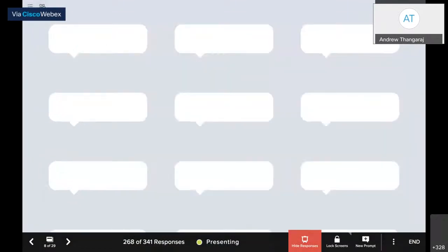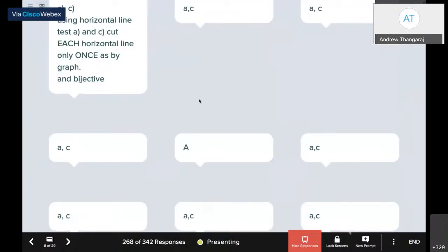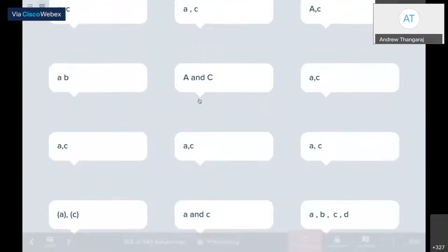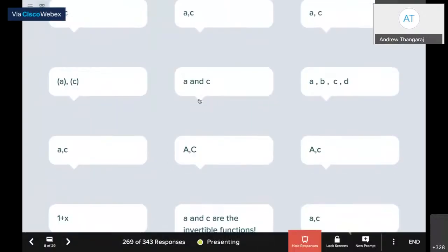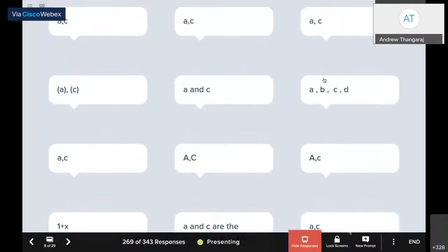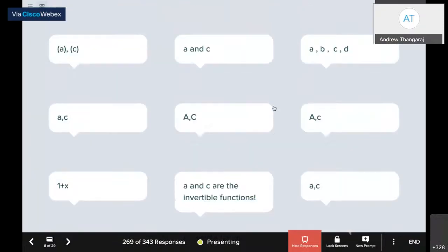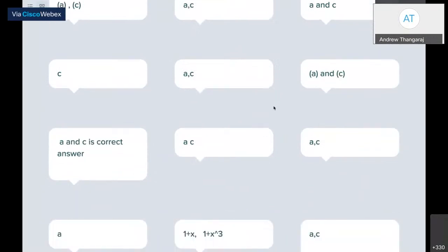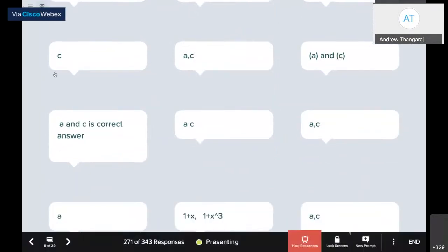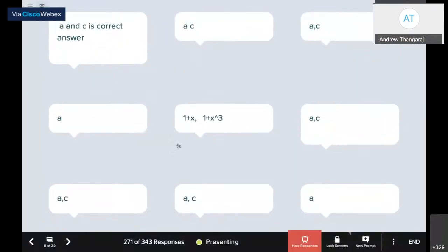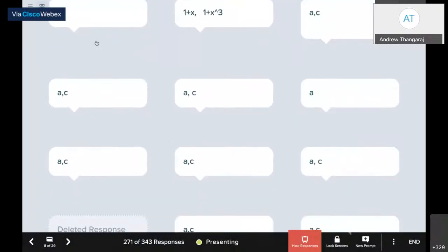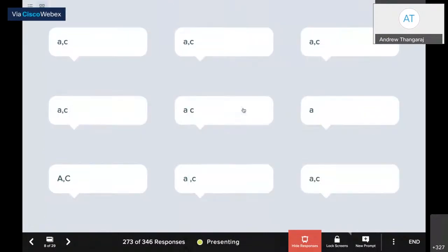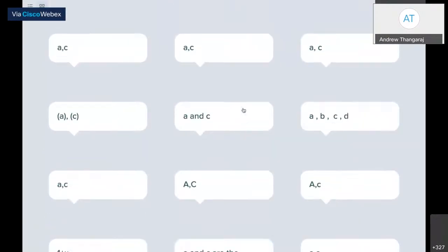Then some people have put even detailed answers. There's a person who's only put A, but most people have said A and C. There's a person who said A, B, C, D. All right, so there are some wrong answers as well, but many people have said AC correctly. There's a person who said only C, 1 plus x and 1 plus x cubed. There's a person who said only A. So there are some wrong answers. So let's go through and look at the solution.